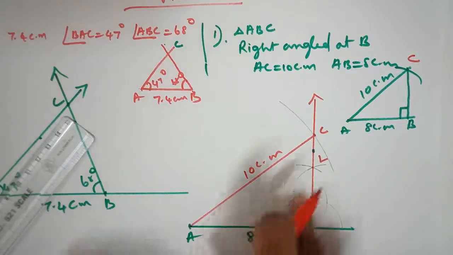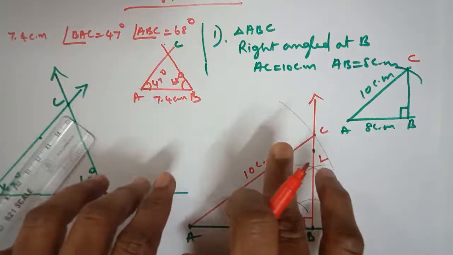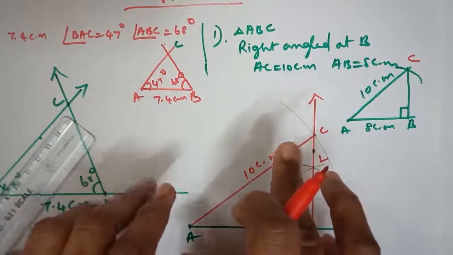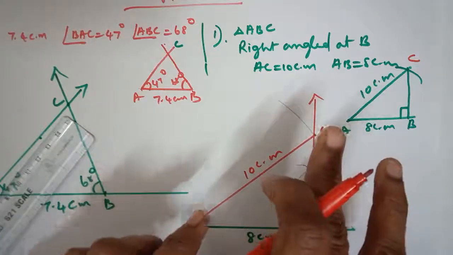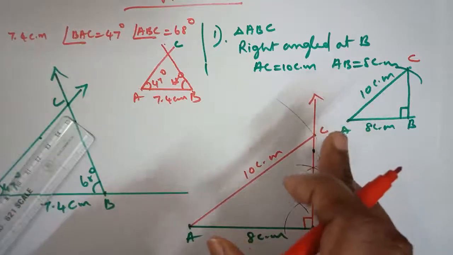Is it clear, friends? For all constructions you have to write steps also. You have to write steps, at least 4 or 5 steps is enough. Is it clear? For steps you can see the book. Is it clear, friends? Good, thank you.